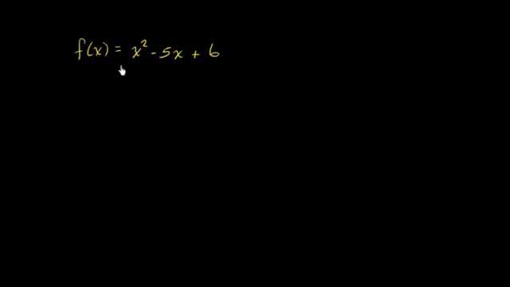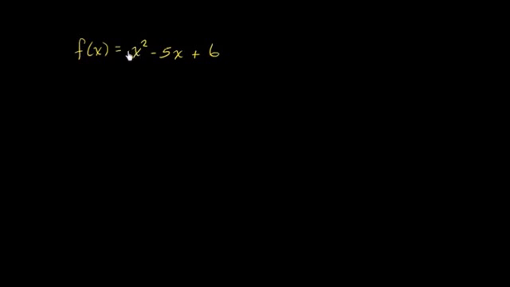I have a function here defined as x squared minus 5x plus 6. And what I want us to think about is what other forms we can write this function in if we, say, wanted to find the zeros of this function. If we wanted to figure out where this function intersects the x-axis, what form would we put this in? And then another form for maybe finding out what's the minimum value of this.